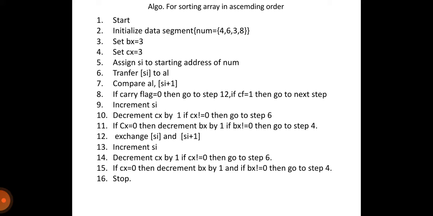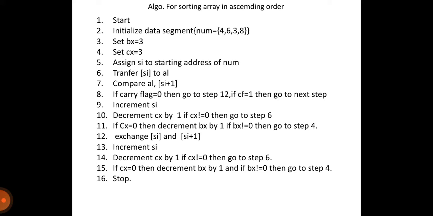So the inner loop will start from the starting position, and we have to compare n minus 1 times. We have to perform n minus 1 comparisons. So there are 4 elements, so cx is set to 3, and for n minus 1 iterations of the outer loop, bx will be set to 3. Okay, then si is set to the starting address of the array, that is num.